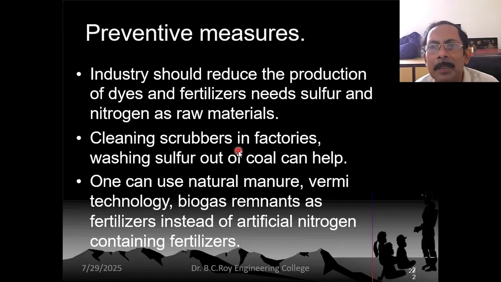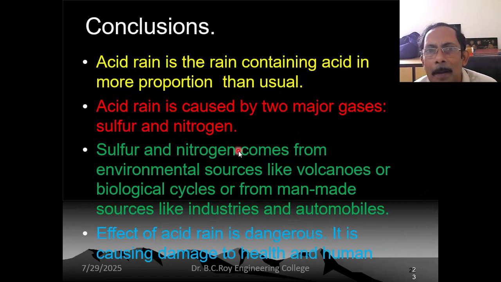Preventive measures: industries should reduce the different types of gas emission. So the control of gas emission can be the only remedy. There is no other option. Apart from that, the continuous use of artificial fertilizers or pesticides should be controlled. Rather, biofertilizer or biopesticide should be used to curtail this type of problem.